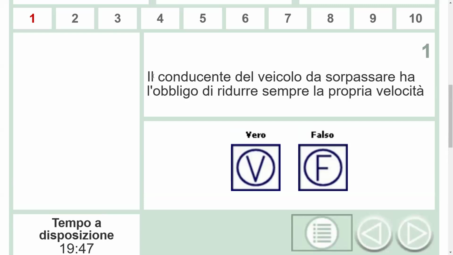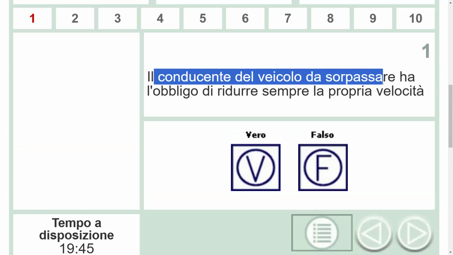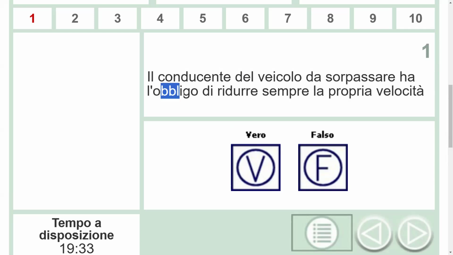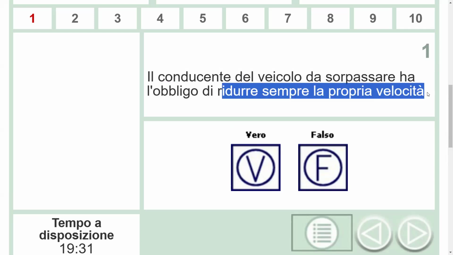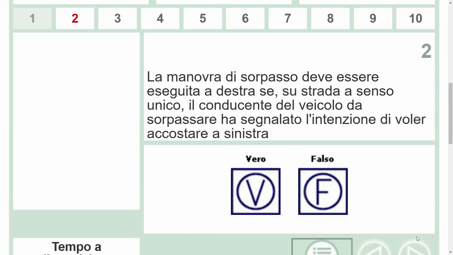Again, start. Il conducente del veicolo da sorpassare: conducente means a driver, and da sorpassare means a vehicle that is being overtaken. A obbligo, it is his duty to always reduce his velocity. He must always reduce his velocity. The answer is falso. It doesn't need to always. Bravissimi, nice to see you moving your necks. You don't always have to reduce your velocity.